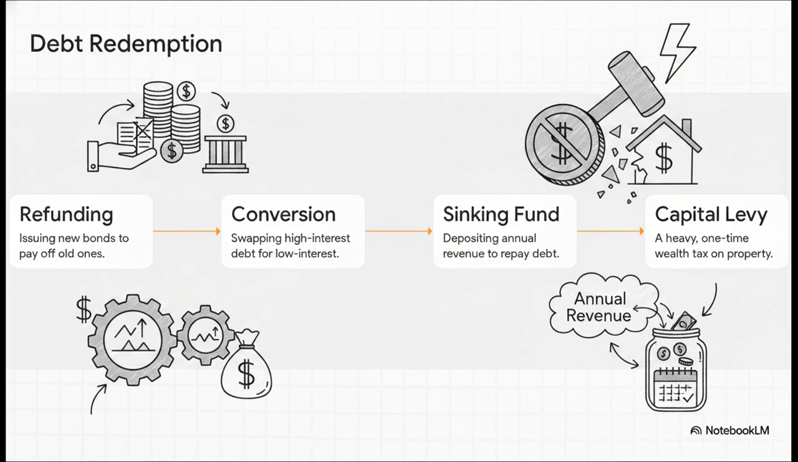They might use refunding, which is essentially kicking the can down the road by issuing brand new bonds to pay off the old ones. Debt conversion swaps out high-interest debt for lower rates. They might set up a sinking fund, diligently depositing annual revenues to prepare for when bonds mature. Or, in absolute total emergencies, they might drop a capital levy, which is a massive, one-time heavy tax on wealth.